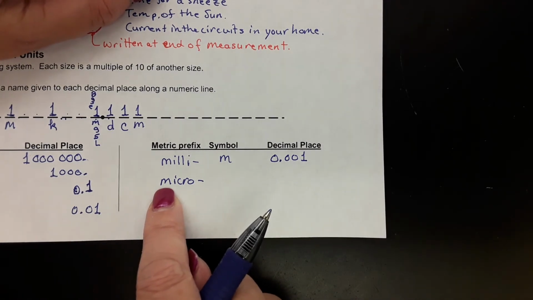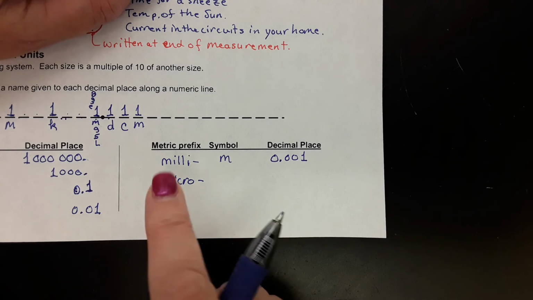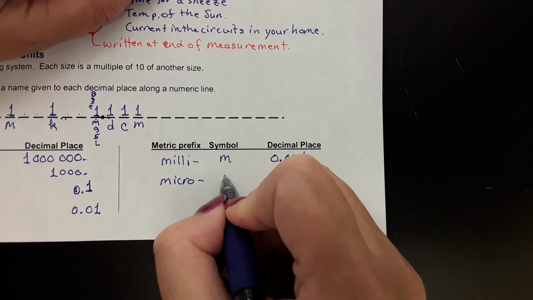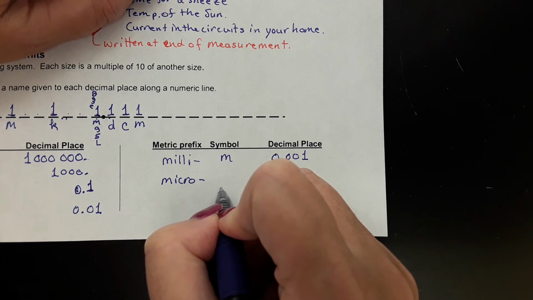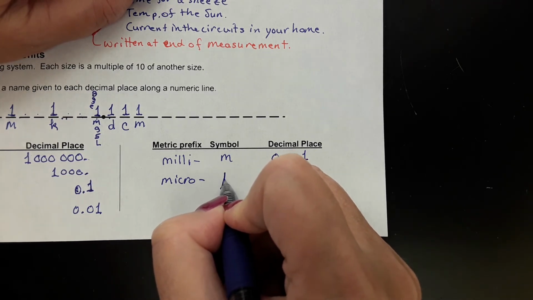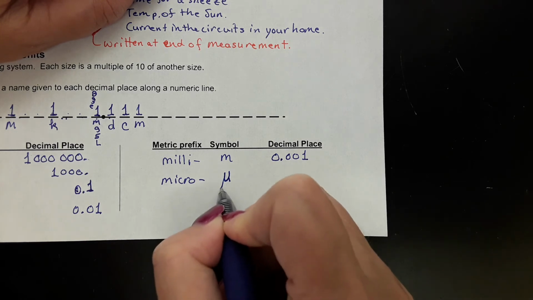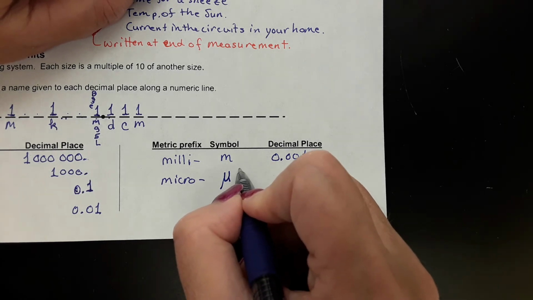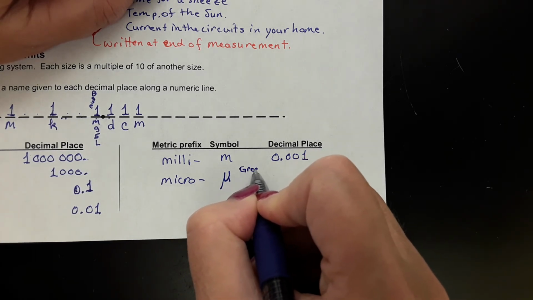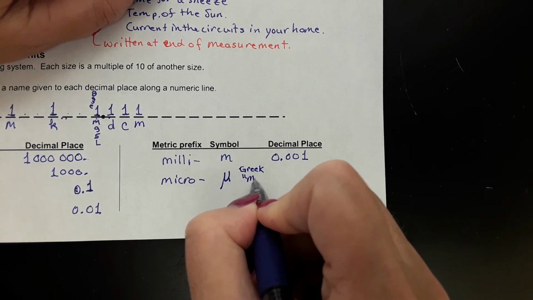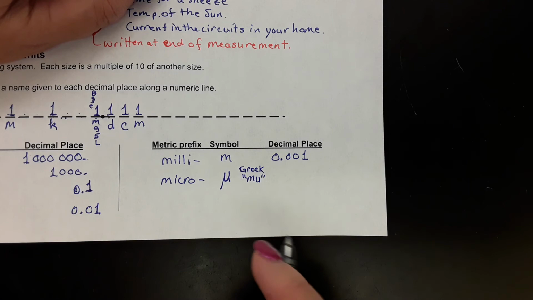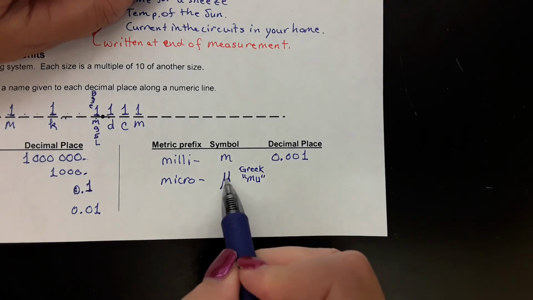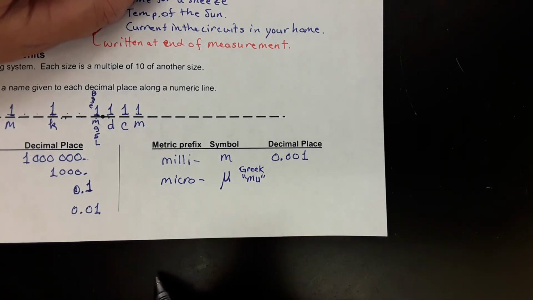Well, when you run out of English letters in science, they go to the Greek letters. And in the Greek alphabet, the symbol that we would use for M is the Greek letter mu, which looks like a U with a long tail on the front. Some people call it mu, some people call it mu. Either way, that's it. It looks like a U with a long tail on the front side.